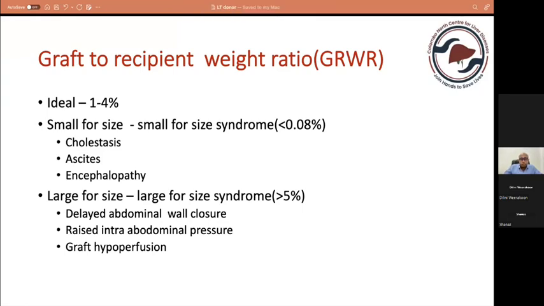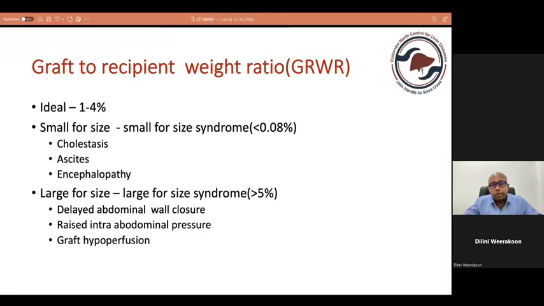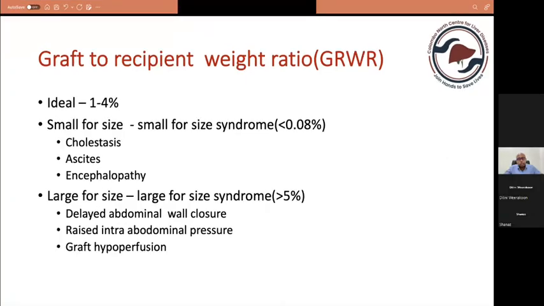but that's never too big. But in children, if it's too big a liver graft, then there can be raised intra-abdominal pressure, which can affect the ventilation, the extubation, and renal functions. There will also be difficulties in closing the abdominal wall. Sometimes we might have to leave the abdomen open, which can lead to sepsis, again delayed extubation, and graft hyperperfusion. So that is also something we want to avoid. The ideal graft would be around 1 to 4% of the body weight of the recipient.